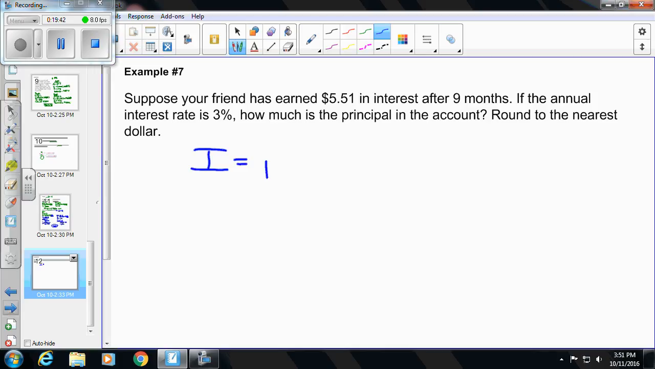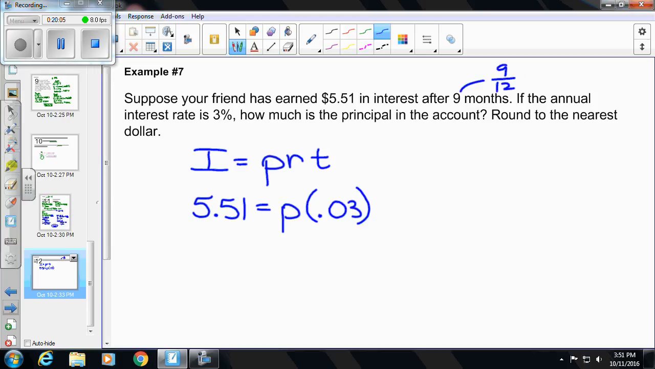Interest equals principal times rate times time. My interest is $551. My principal, that's what I'm looking for. My rate is 3%, 0.03, and my time is 9 months. So 9 over 12 simplifies to 3/4. When I multiply this out, I get 0.09 over 4 p.